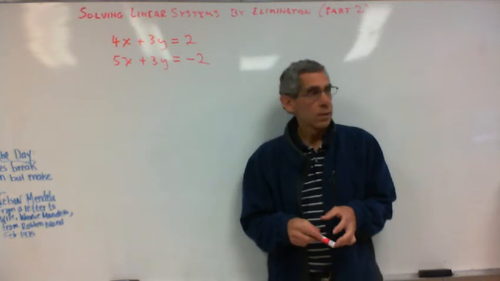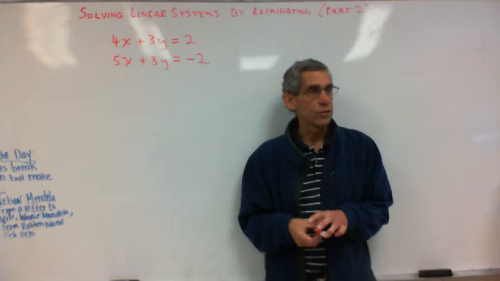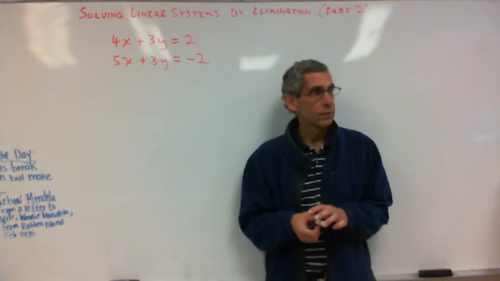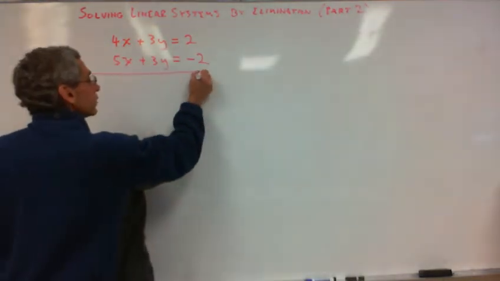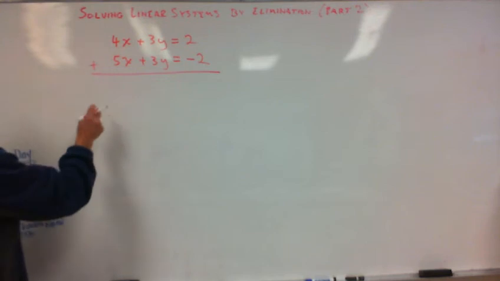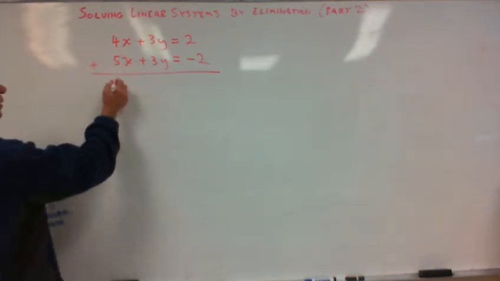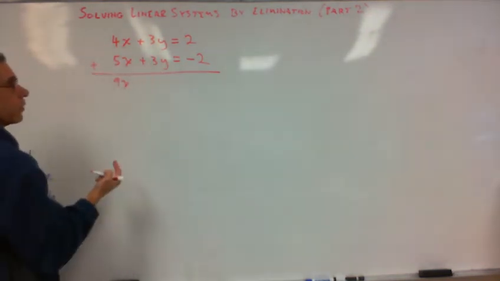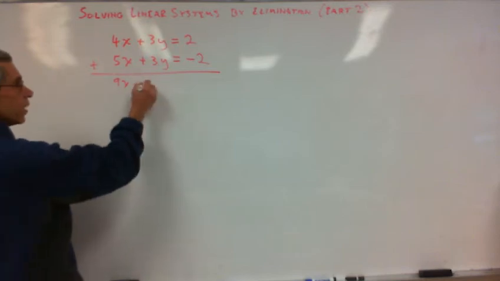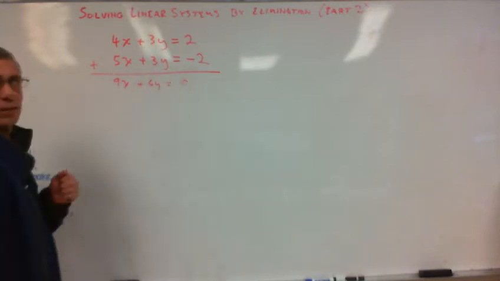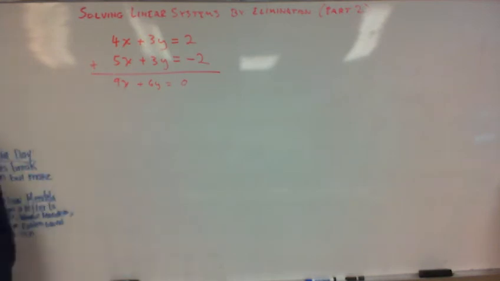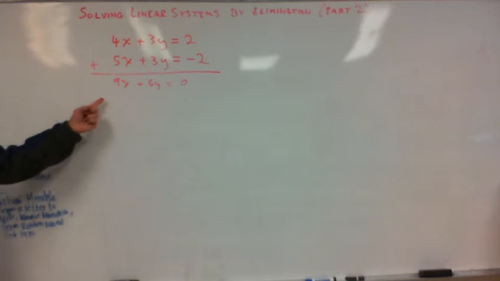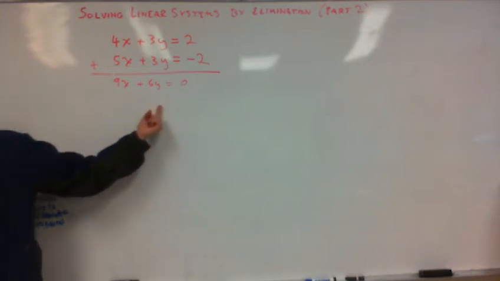Now, if you use the technique I taught you last week, would that eliminate anything? If I tried my method from last week, I draw a line here, I put a plus sign here. What's 4x plus 5x? 9x. What's 3y plus 3y? 6y. Uh-oh. Equals 0. That does not help me, right? Don't write this part in your notes. Scratch it out or erase it. I'm just showing you it didn't help me.